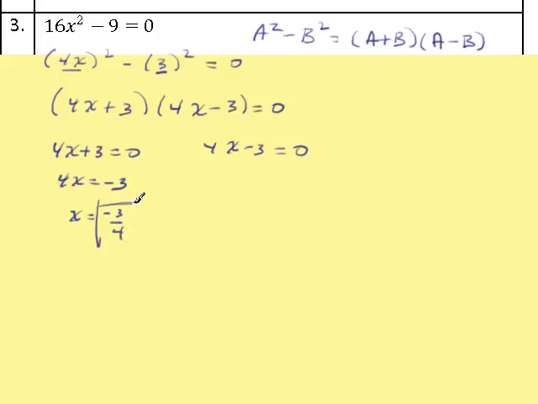So there's one solution, minus 3/4. And here add 3 to both sides and divide both sides by 4. So there are two solutions, minus 3/4 and 3/4.